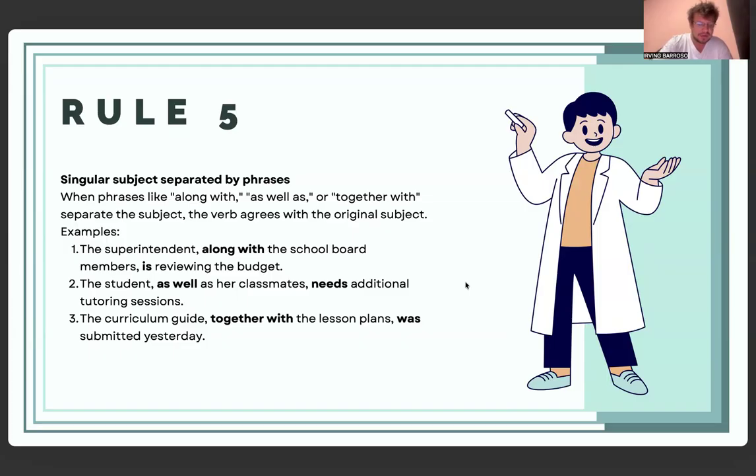The second example, either the administration or the dean is going to address the faculty meeting. Administration is singular, but dean is also singular and closest to the verb, so we use is. Third example, neither the textbook nor the syllabus was updated for this semester. Textbook is singular, but the syllabus is closer, so we use was.